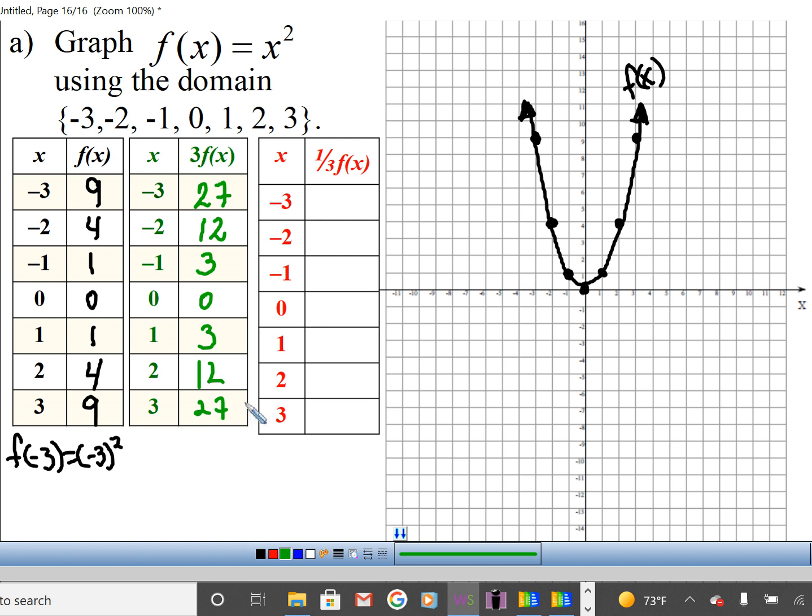All right. So can we graph 27? No. So we're going to start at negative 2, 12. Oh, that's 12. Let me go down one. There it is. Sorry. Negative 2, 12. Negative 1, 3. 0, 0, 1, 3, 2, 12.